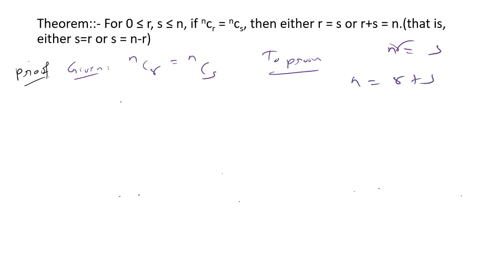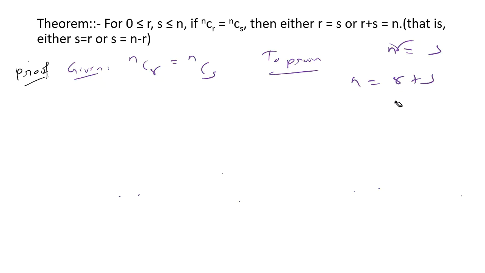Okay, so let us start with what they have given. N choose r is the same as n choose s. Now we have to prove this: either r is equal to s or n is equal to r plus s. R is equal to s is an obvious thing, so we will not prove that one. If r is equal to s, then there is nothing to prove.